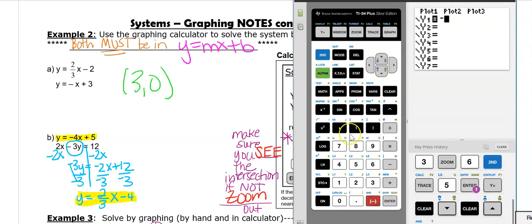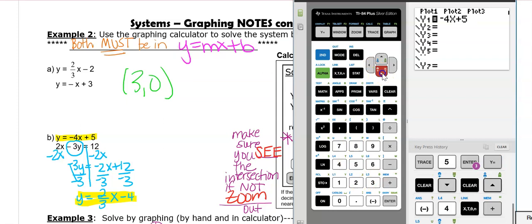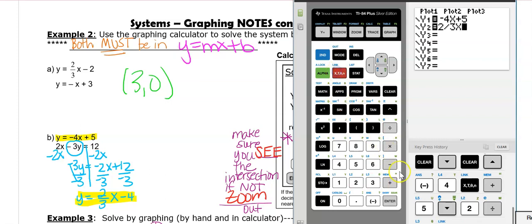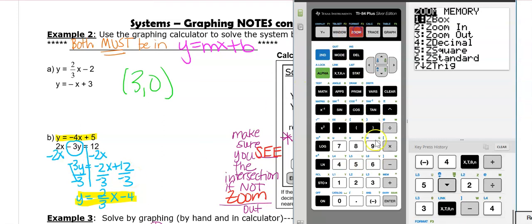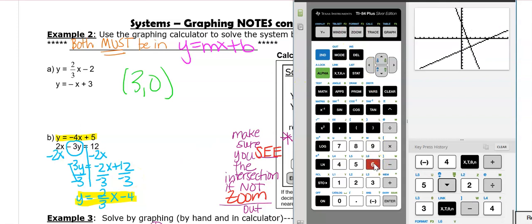So we have negative 4x plus 5. And it doesn't matter which one you put in first or which one you put in second. And this one is 2 divided by 3x minus 4. In all honesty, you don't even have to simplify. You could just leave it in the form before and type it in. So then we're going to hit zoom 6, and we have to make sure we see the point of intersection.